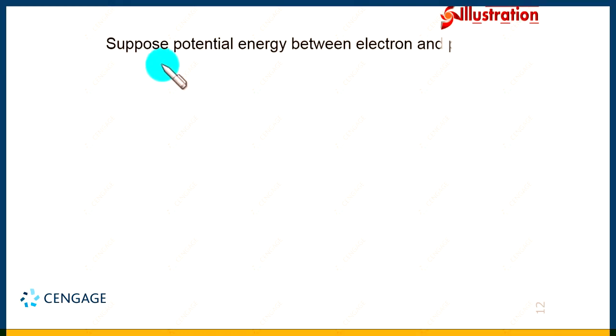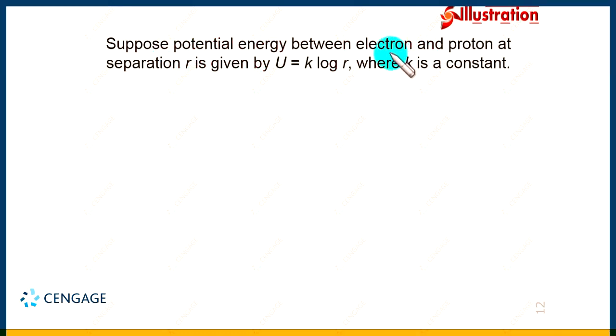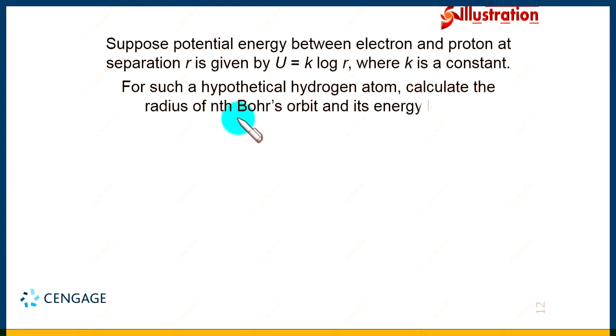In this illustration, it is given the potential energy of an electron and proton at separation small r, given by capital U equal to k log r, where k is a constant. For such a hypothetical hydrogen atom, calculate the radius of the nth Bohr orbit and the energy level. Right? First of all, let us analyze the situation. What is the situation? Here you are given U equal to k log r, k is a constant and this log is natural log r, right? This is the potential energy relation between the electron and proton at separation small r.